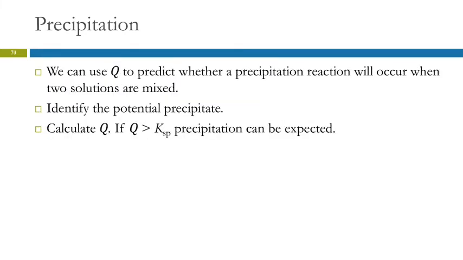So we can use Q to predict whether we're going to get a precipitation or not. So we identify the potential precipitate, and then we calculate Q for that compound. If Q is greater than KSP, we can expect precipitation to occur.